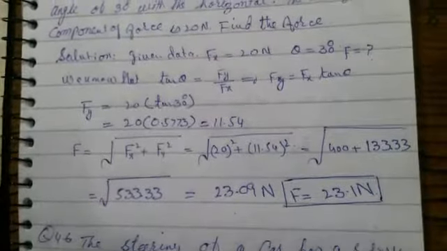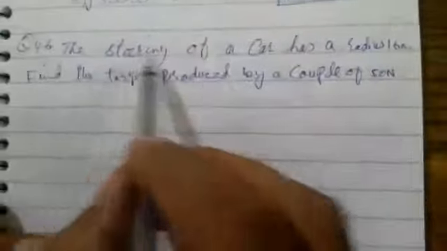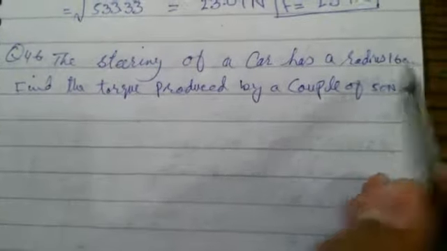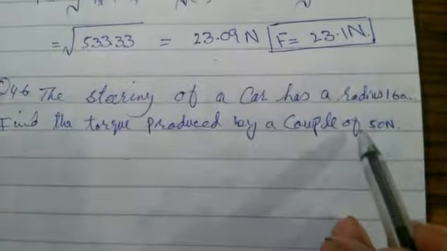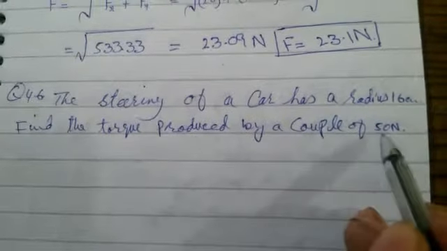Now the next question: the steering of a car has a radius of 16 centimeter. Find the torque produced by a couple of 50 Newton. Couple means two forces of 50 Newton each. Let's solve this.